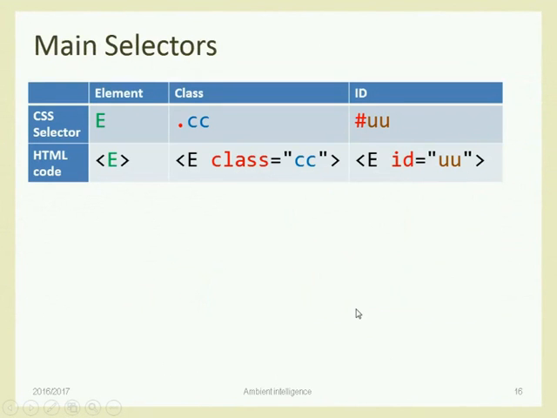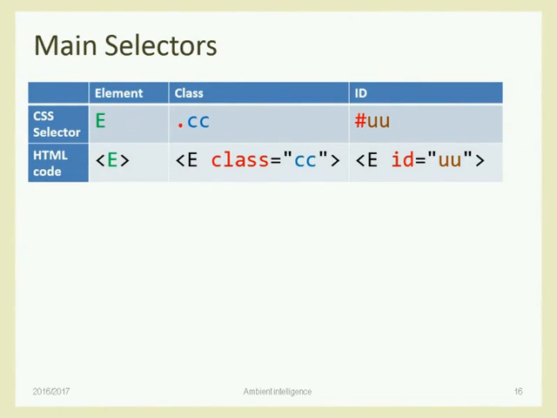Element selector is the one that we already used. So in the CSS syntax, we just write an element name. And the element could be body, P, H1, image, whatever you want. And that selector will apply to all the elements of that name, of that type, inside the HTML. It's good for applying something page-wide to all the page.